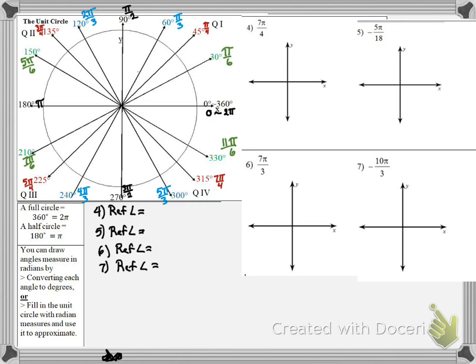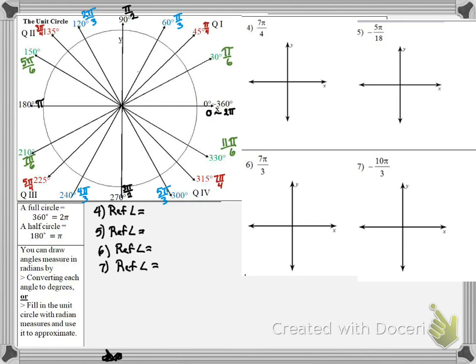I know that Mrs. Franken used to teach, change your radians into degrees, graph it where you know it is, and then change it back for your reference angle. That's just too much work for me, so I don't do that. You can, it's an option. I don't know if her most recent video does that, but one of her older ones did.